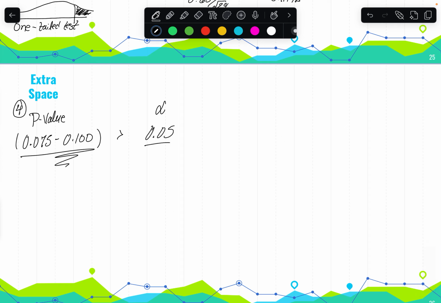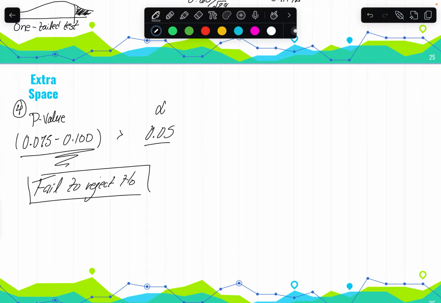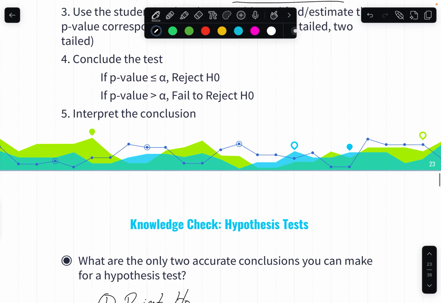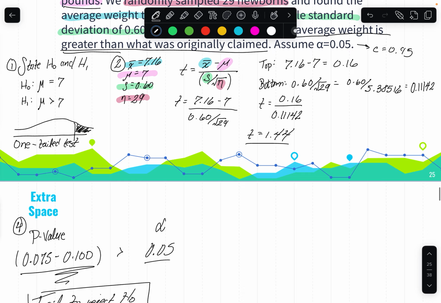So since the p-value is high, you're going to fail to reject the null hypothesis. Okay, so this is a little bit different than what we did before, because we're making an estimate for the p-value and we're comparing that estimate to the level of significance here. Okay, from there we've concluded our test and the interpretation here.